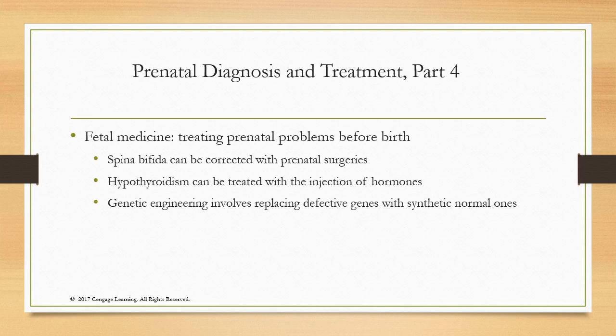Hypothyroidism can be treated with the injection of hormones, and genetic engineering involves replacing defective genes with synthetic normal ones. So that's pretty inventive there. Genetic engineering is best. That's science coming to full fruition, treating the genes before they are able to reach their full potential. So let's take a look and see what some of that fetal medicine is about.